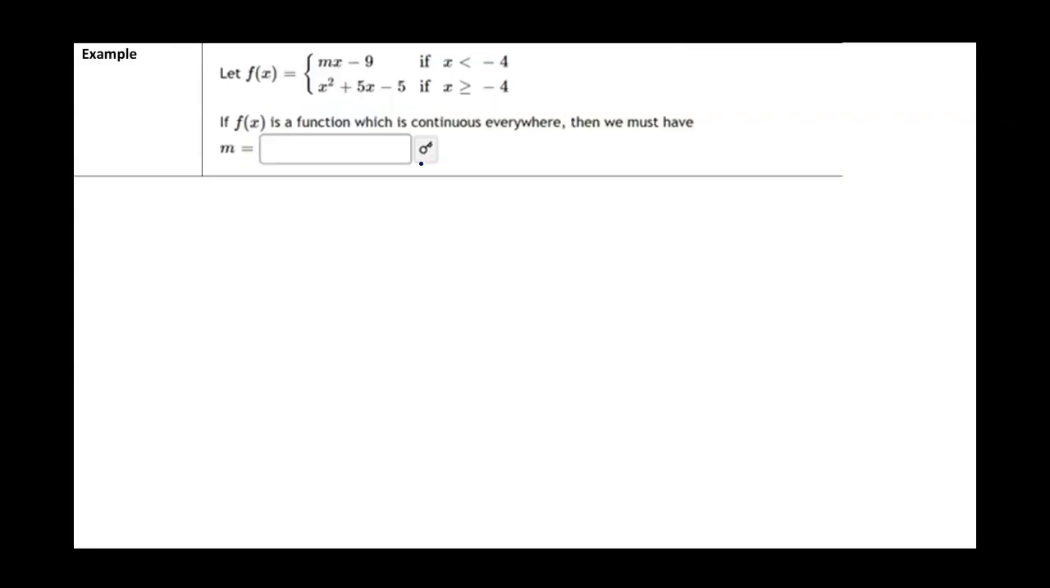All right, next it says, let f of x be a function. So now we're told that it is continuous everywhere. Then what does m have to be? Well, if the function is continuous everywhere, then as x approaches a value of negative 4, from the left and from the right, they must equal the same value.